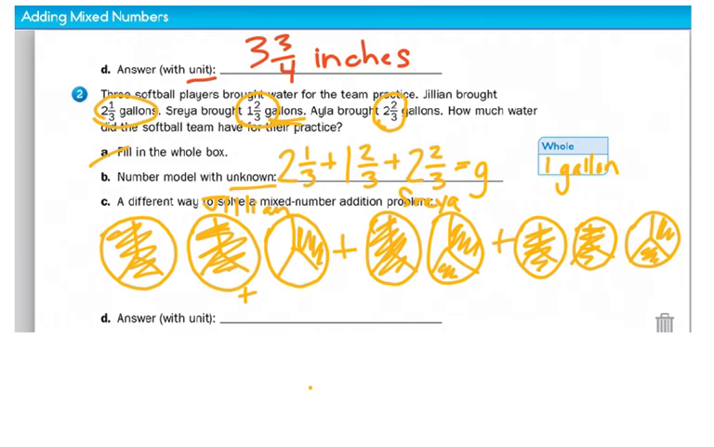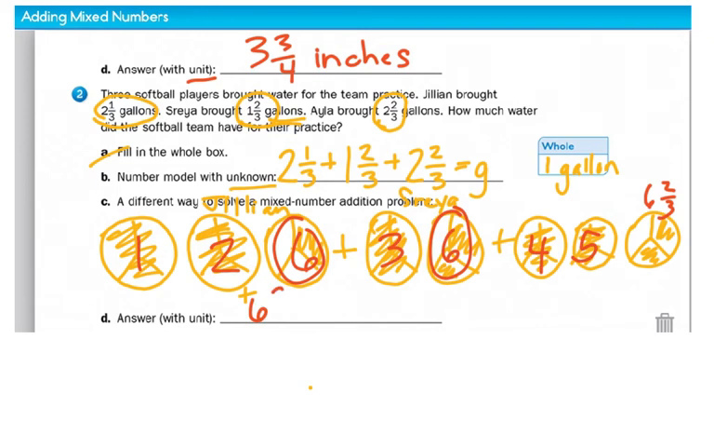So if I count those all together, this is 1, 2, 3, 4, 5 full ones. This one plus this one equals 6 together. That leaves me 2/3 more. So the answer would be 6 2/3 gallons.